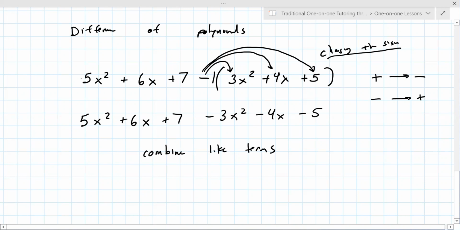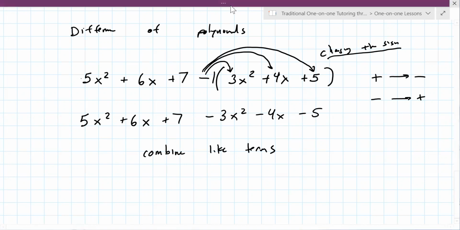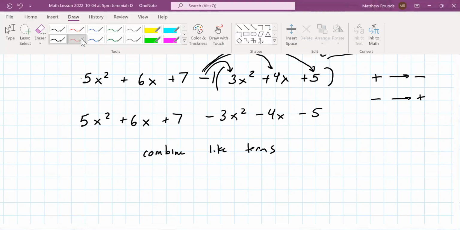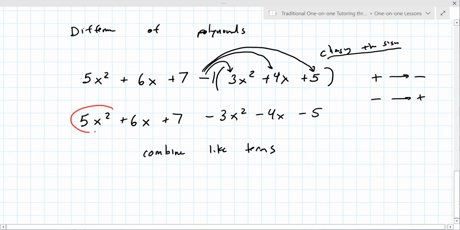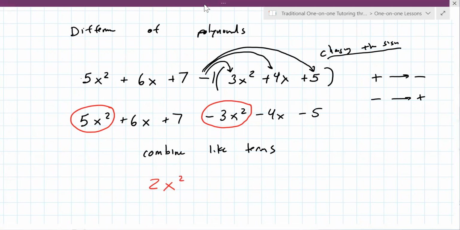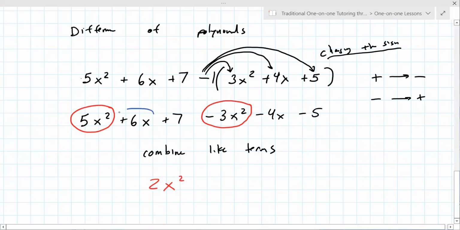Do you have any idea what I mean by that, like terms? Terms. Do you see how both of these are x squareds? You've got 5 here and minus 3 here. How many total do you have? 5 take away 3. 2x squareds, yeah.